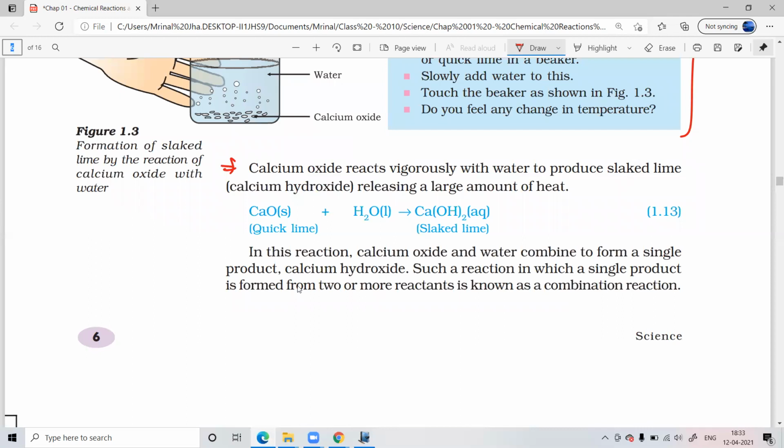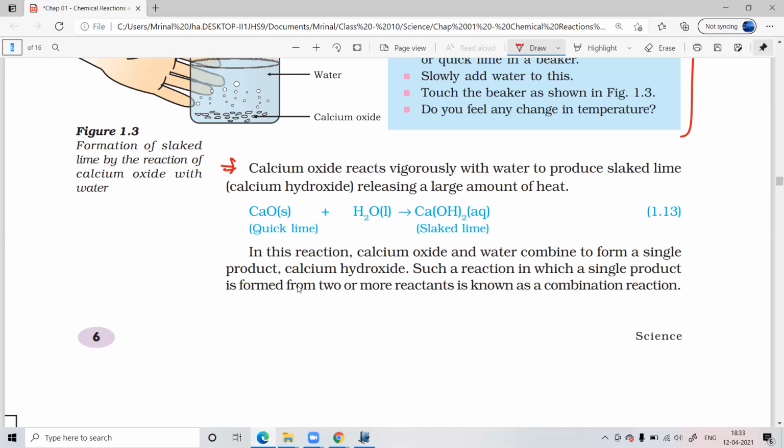Calcium oxide reacts vigorously with water to produce slaked lime, calcium hydroxide, releasing a large amount of heat. The reaction also... should I read, sir? No, hold on. So you see what is happening? These names, I'm repeating this again, you should take very seriously, whether it's quicklime or slaked lime, calcium hydroxide, calcium oxide. All these names you should get familiarized with, get comfortable with.